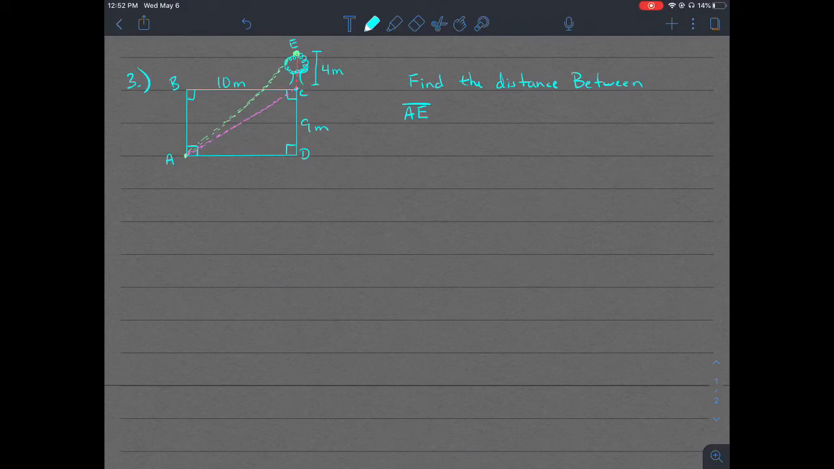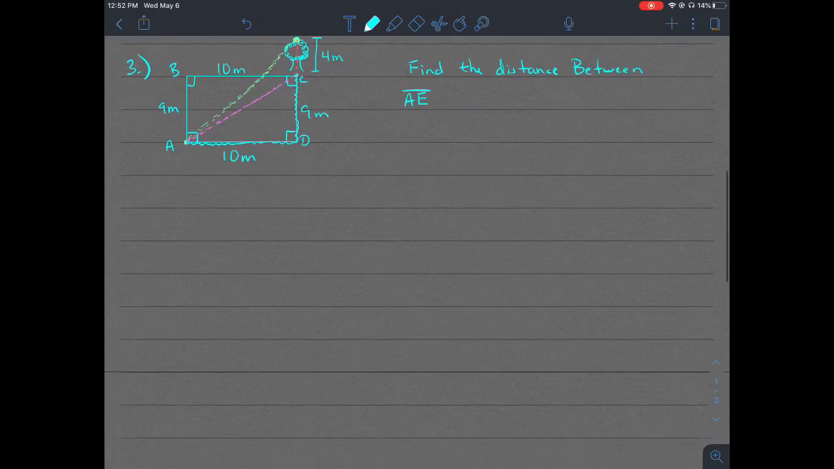Well, we have a triangle here, C to D and A to D, right? Which could be used to find the pink length. Because remember, it's on the ground, it's on the field. Okay, and if the top up there is 10 meters, then the bottom down here is 10 meters. If C to D on the right side is 9 meters, then this side over here is also 9 meters.